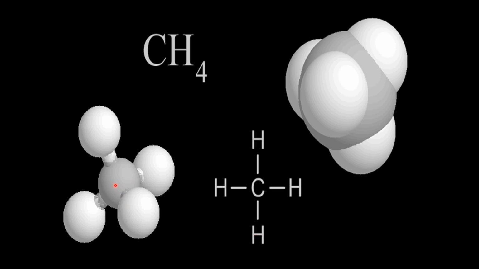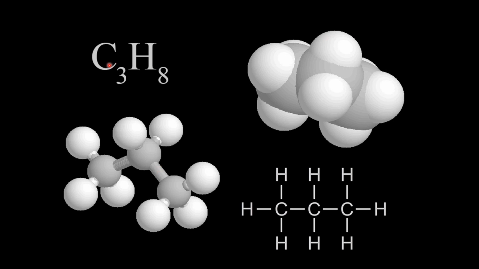Here we can see in this structure that this one is the central carbon atom, and the carbon atom shares one electron with this hydrogen atom, one with this one, with this one, and with this one, and thus makes the molecule of methane. This is an example of covalent bonding between two dissimilar atoms.